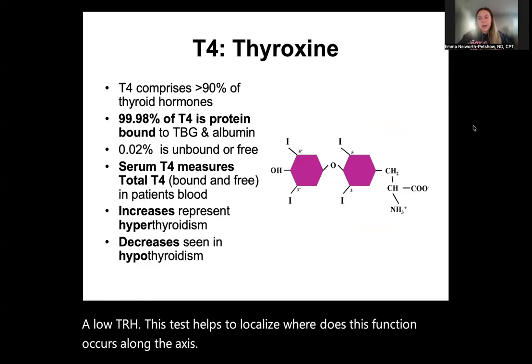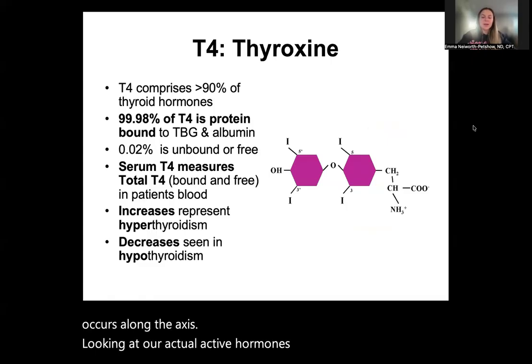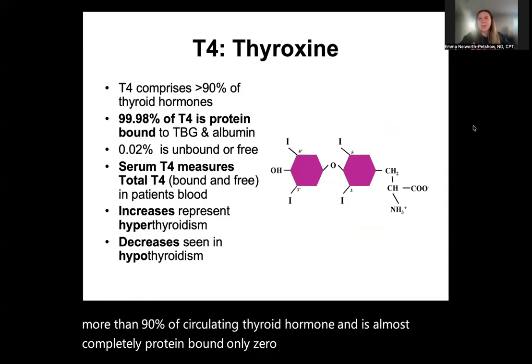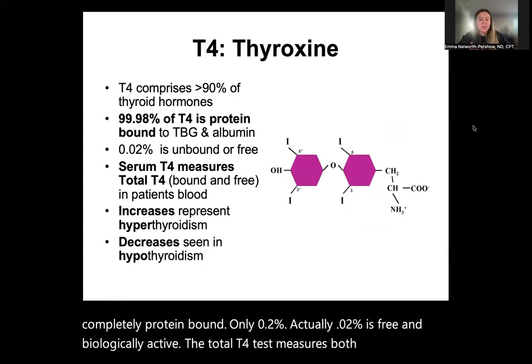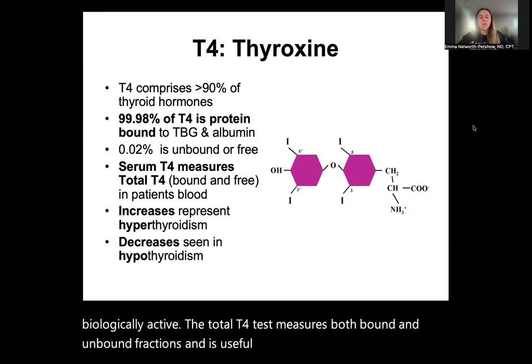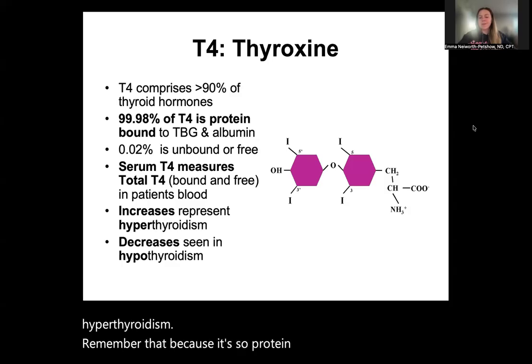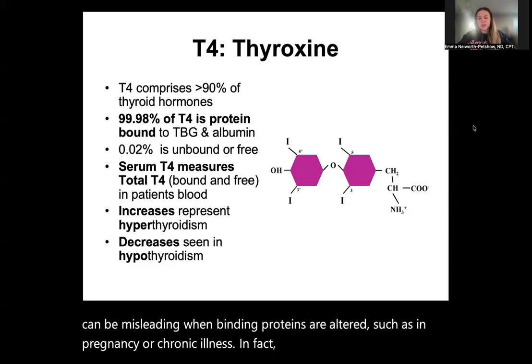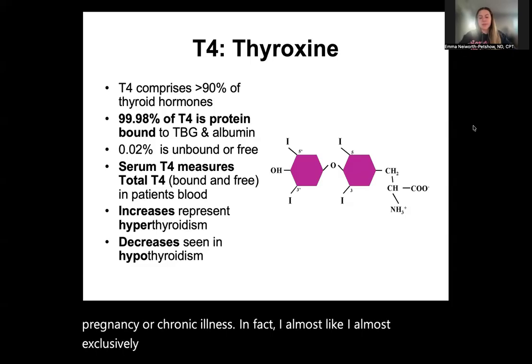Looking at our actual active hormones, T4 thyroxine makes up more than 90% of circulating thyroid hormone and is almost completely protein bound. Only 0.02% is free and biologically active. The total T4 test measures both bound and unbound fractions and is useful for diagnosing hypothyroidism or hyperthyroidism. Remember that because it's so protein dependent, total T4 alone can be misleading when binding proteins are altered, such as in pregnancy or chronic illness. In fact, I almost exclusively measure free T4 at this point clinically.